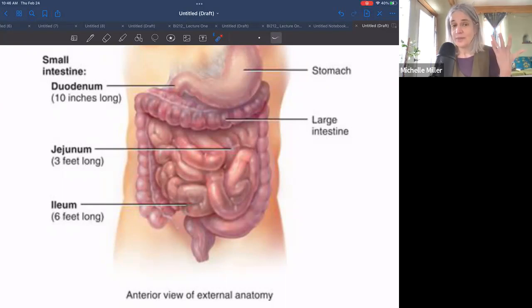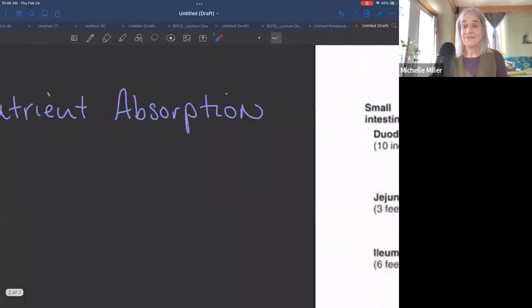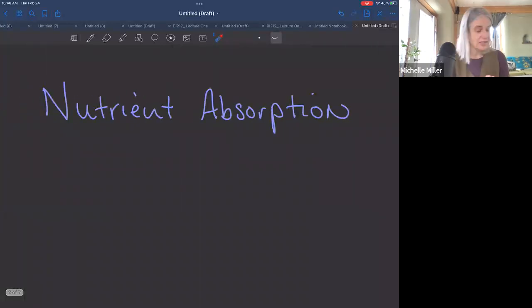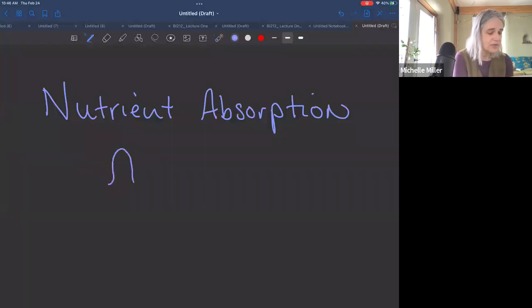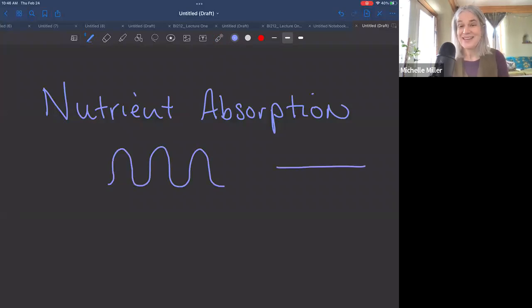Then we have the jejunum, 3 feet, and then the ileum, which is 6 feet. So together, that's about 9 feet of intestine. Let's look at some of the adaptations. First, we have folds. If I draw my folds here, this is going to increase the surface area, as opposed to being a straight line. If my tube didn't have any folds in it, it's not going to have as much surface area. So this is versus this, right?